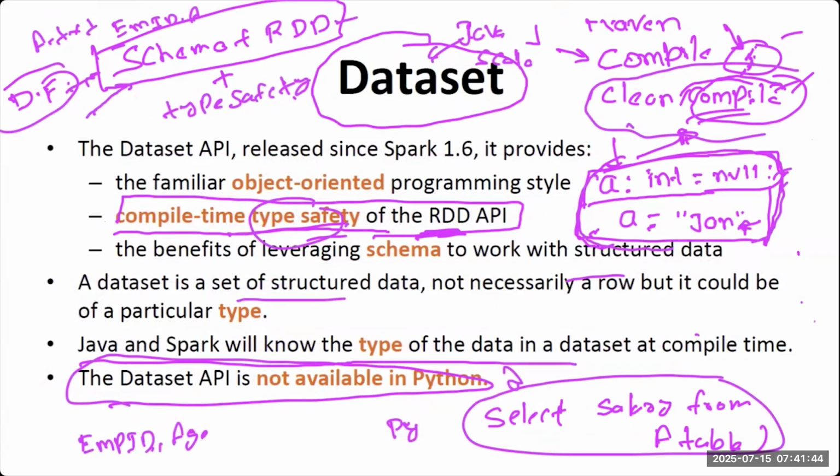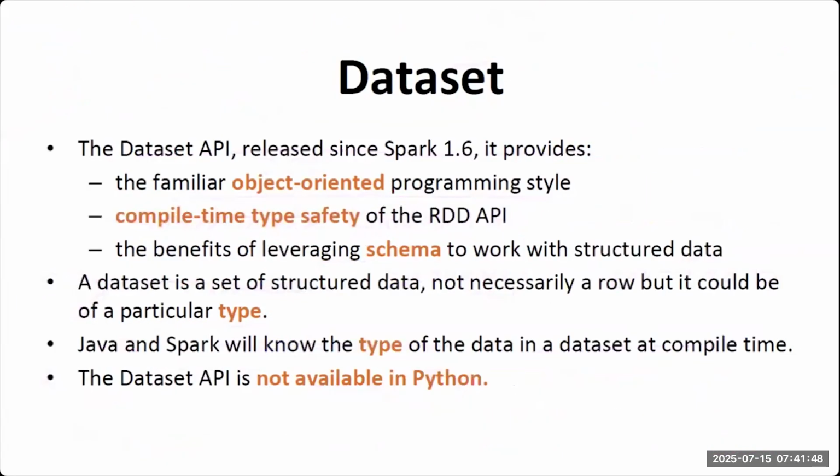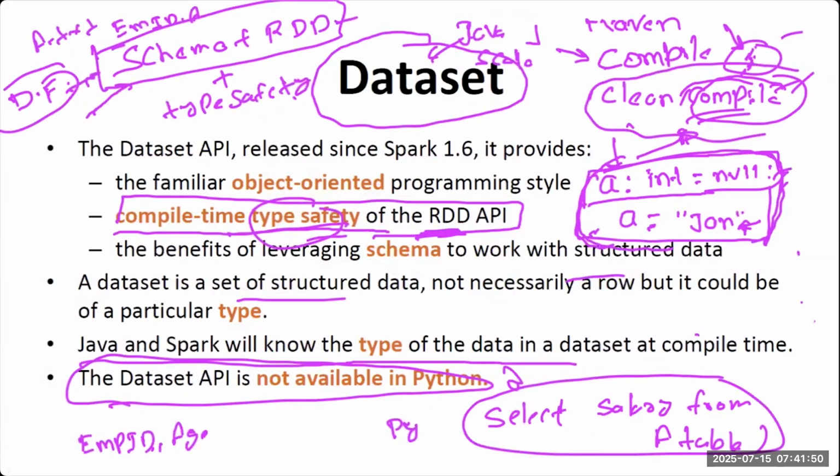Data frame means it uses schema RDD, right? Unstructured data. RDD means unstructured data processing? RDD can be structured data also. In the RDD, you can read any type of data, be it structured or unstructured.